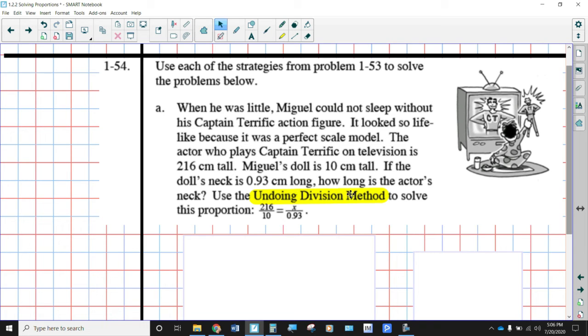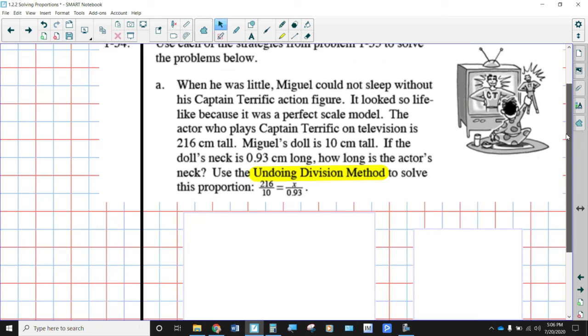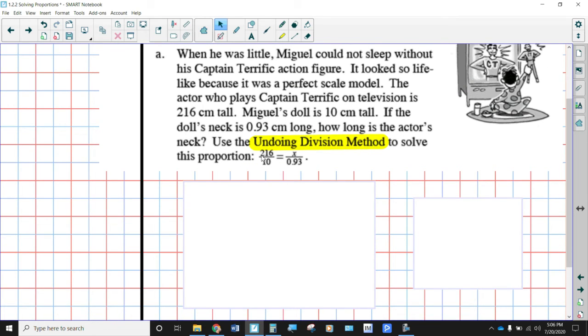So use the undoing division method here. Remember, go back and look at the work we did. In this case, 216 over 10 is equal to x divided by 93/100. So if I want to cancel out that division, I will multiply each side times 93/100 to cancel that out, and then solve the resulting ratio division problem that we've got here. Go ahead and pause, work through that process, and see if your answer is the same as the one that I'm going to declare.